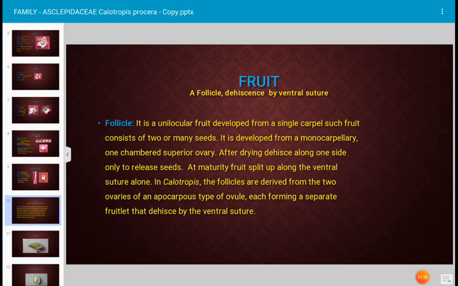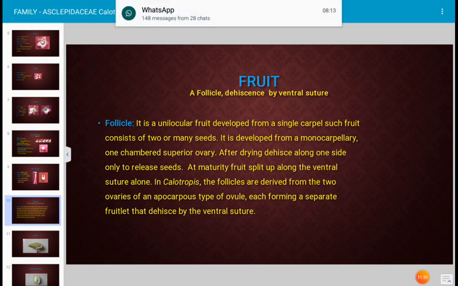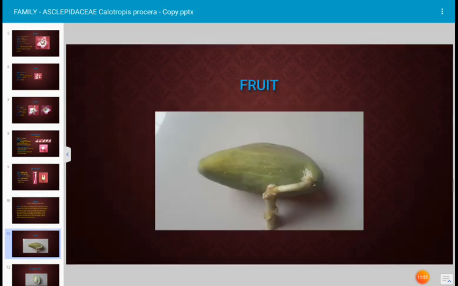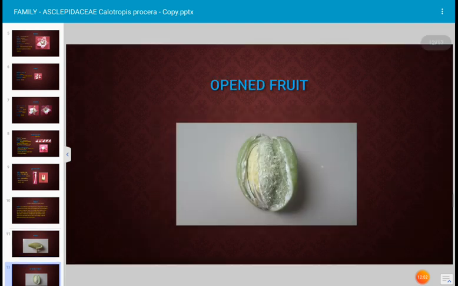In Calotropis, the follicles are derived from two ovaries of an apocarpous type, each forming a separate fruitlet that dehisces by a ventral suture. This type of fruit is described as a follicle type of fruit. This is the photograph of the fruit of Calotropis procera, Family Asclepiadaceae. Next, this is an opened fruit, and it is opened by hand. It is not opened naturally.